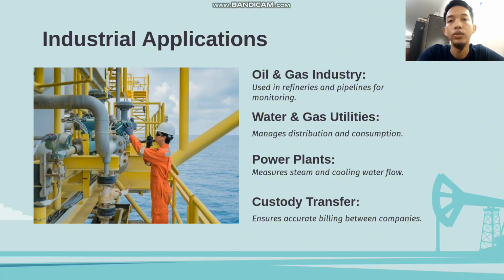Another important use is custody transfer. This means measuring flow accurately to ensure fair billing between companies when products like gas or oil are sold.